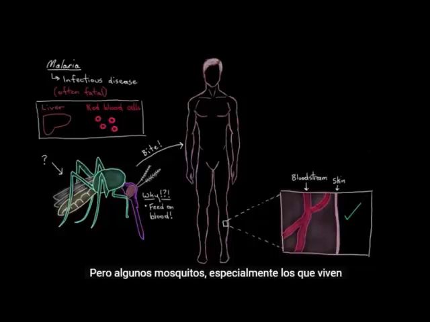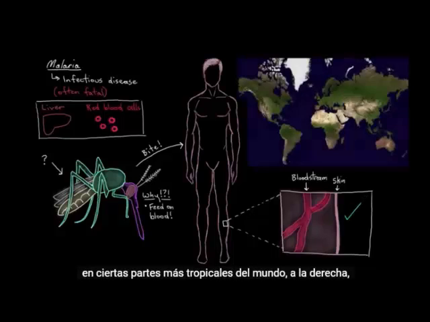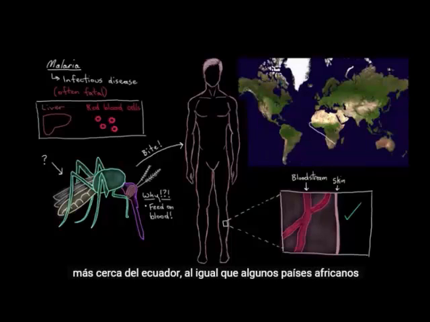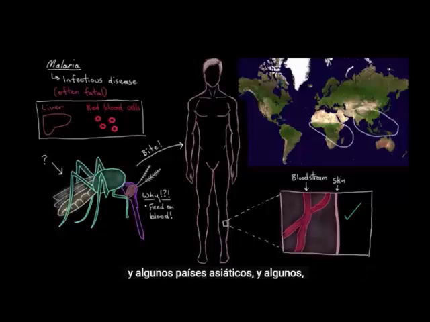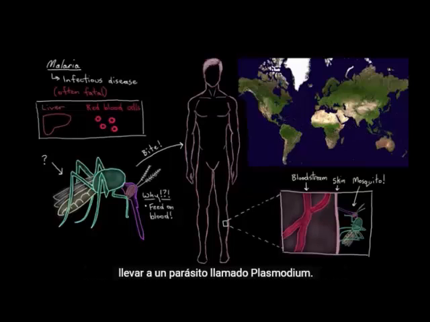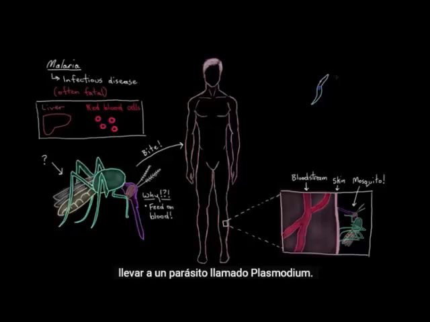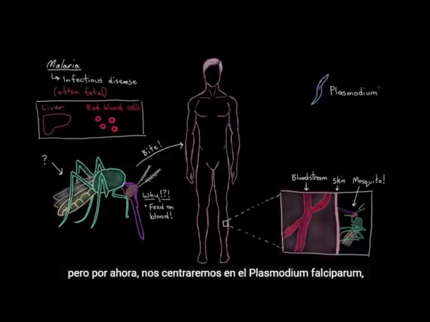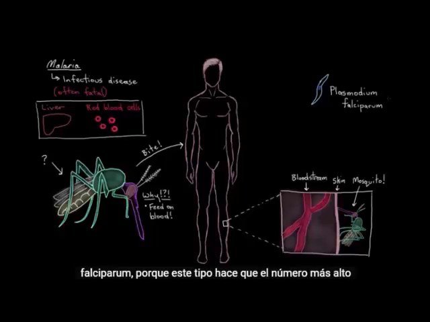But some mosquitoes, particularly ones that live in certain more tropical parts of the world, closer to the equator, like some African countries and some Asian countries and some Latin American countries, some mosquitoes, the majority of which are in these areas, carry a parasite called Plasmodium. And there's a couple different types of Plasmodium, but for now we'll focus on Plasmodium falciparum. Falciparum, because this type causes the highest number of deaths in humans.